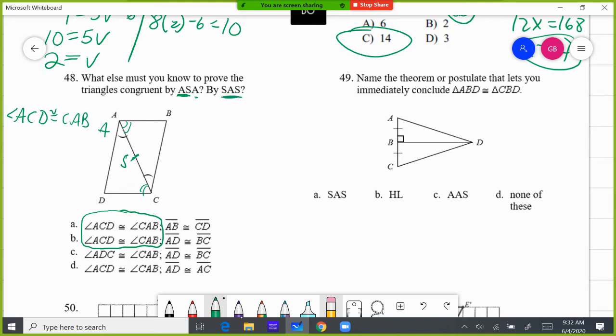And then to show SAS, we need another side. So we're going to need this side up here. I'm sorry. Let me erase the green.